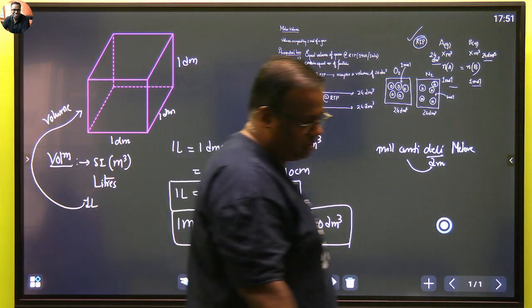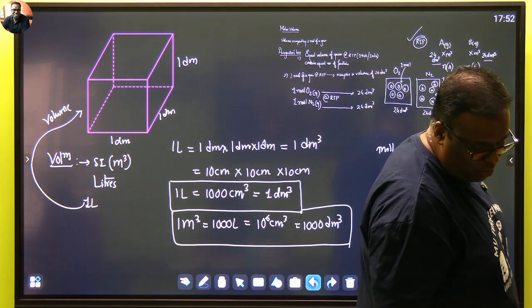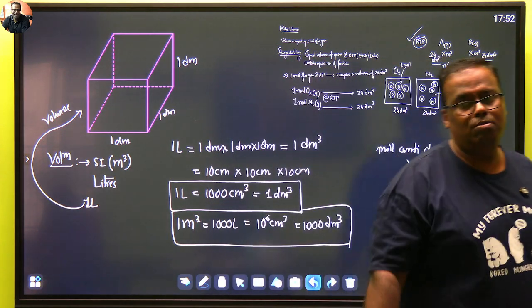Molar volume. So what is the molar volume? Molar volume is the volume of 1 mole of a gas.